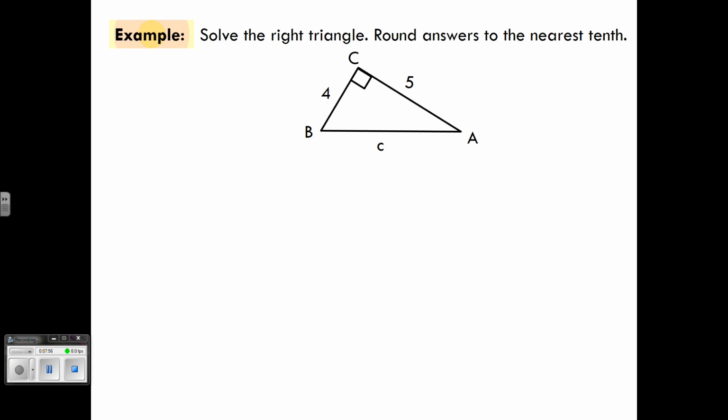It's asking us to solve this right triangle, round all answers to the nearest tenth. So it's a right triangle, it has to be a right triangle. That's one of the angles they've given you. And they've given you these 2 sides. We need to find C, which is side AB, and then we'll need to find angle A and angle B. So what I want you guys to do right now is figure out what C is. What is the length of that 3rd side?